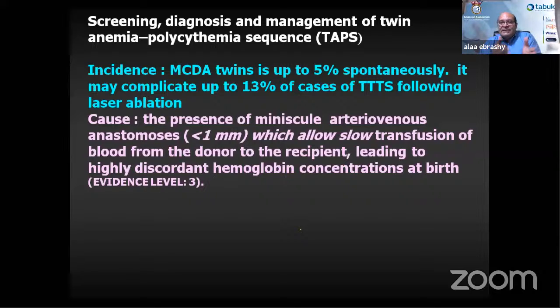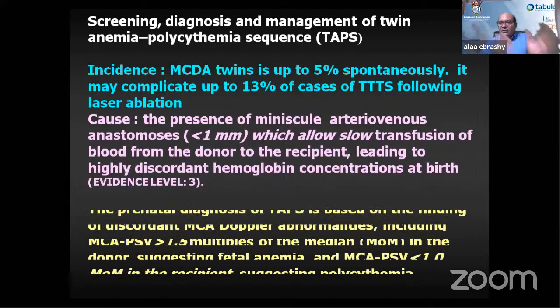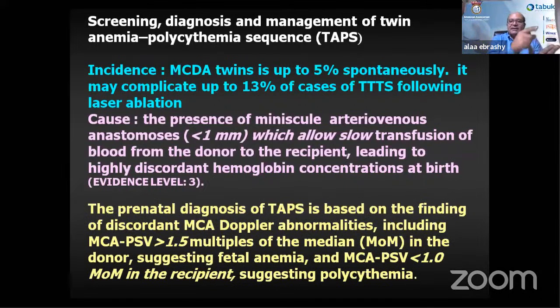It is very simple. It is the arteriovenous anastomoses, which are very small, allowing slow transfusion from one of the babies, which is the donor, to the recipient, leading to high discordant hemoglobin concentration. I mean, one of them will suffer from severe anemia, the other will suffer from polycythemia. How can we diagnose anemia and polycythemia intrauterine?